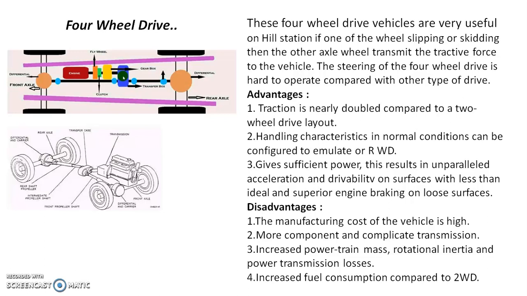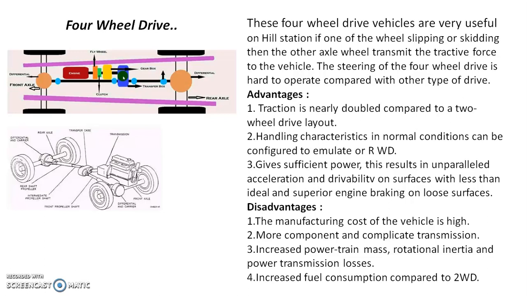Let us see the advantages of this type of drive. Traction is nearly doubled compared to the two-wheel drive layout. Handling characteristics in normal conditions can be configured to emulate FWD or RWD. Gives sufficient power. This results in unparalleled acceleration and drivability on surfaces with less than ideal grip, and superior engine braking on loose surfaces. What are the disadvantages?